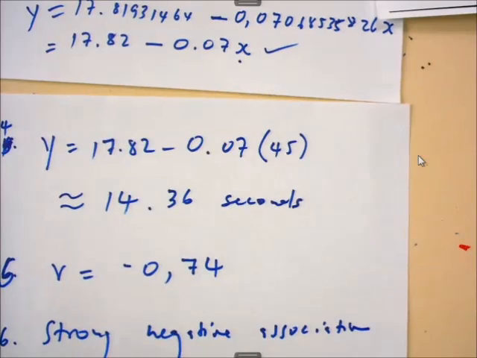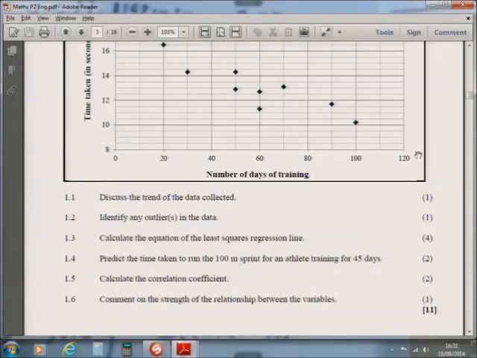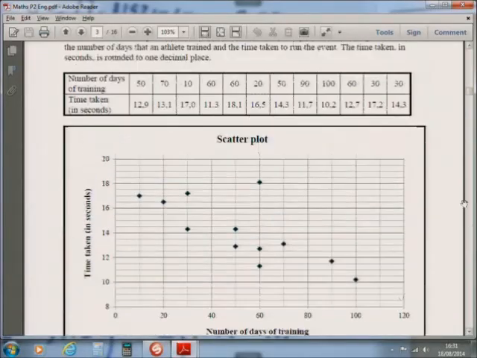between the months taken to the number of days of training and time taken to run the race, to run or complete the race, complete the sprint or the race. Good, sprint. All right. But very important, 2 words: strong negative.